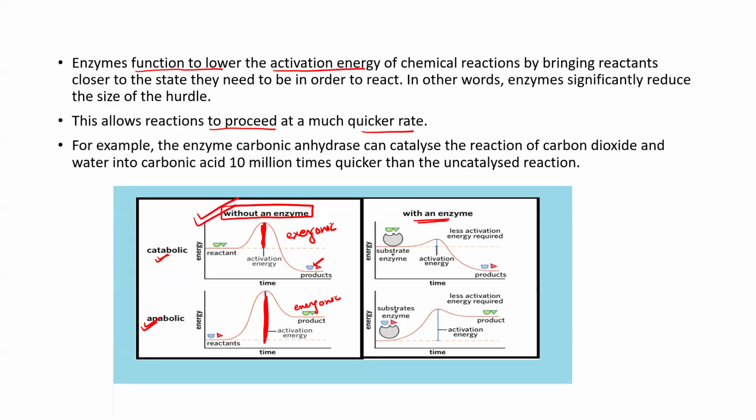But see, with the enzyme, what is going on? If you see, activation energy is only this much required. In both cases, activation energy with the enzyme is reduced, so the reaction can proceed very fast. One enzyme, carbonic anhydrase, can catalyze the reaction of carbon dioxide and water into carbonic acid 10 million times faster than the uncatalyzed reaction. So the enzyme's work is just to lower the activation energy. That is why enzymes are able to speed up the reaction.